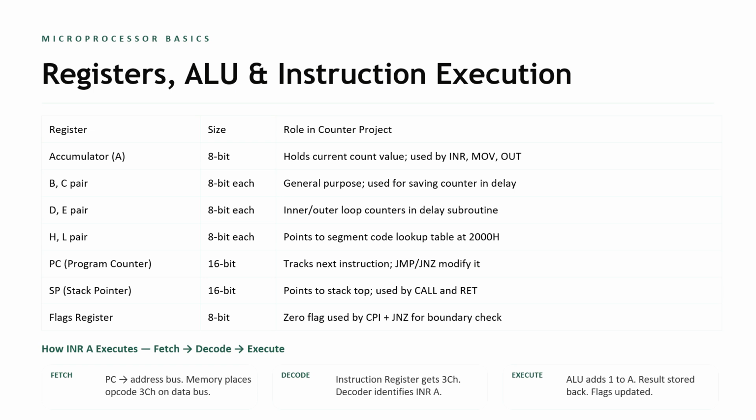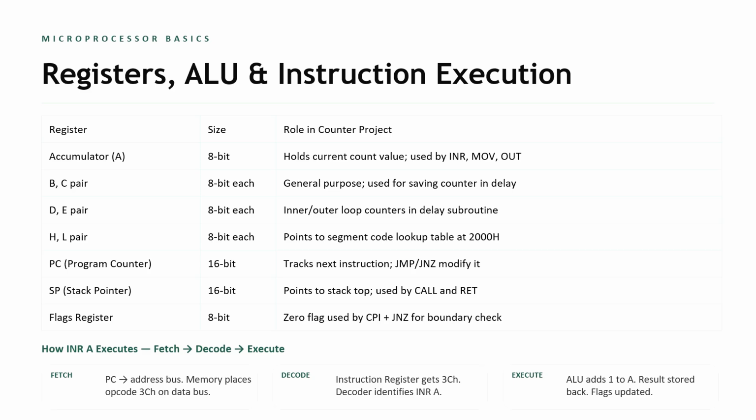This table shows every register we used in this project, its size, and its specific role. The accumulator, A, 8-bit, holds the current count value and is used by the increment, move, and out instructions. The B and C register pair, 8-bit each, are used as general purpose storage, especially for saving the delay counter values inside the delay subroutine.